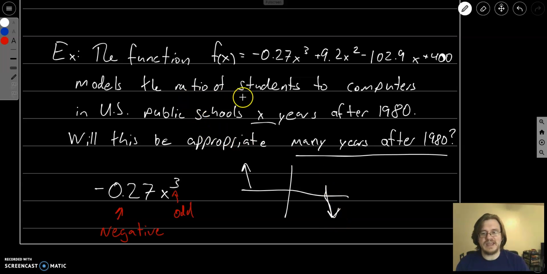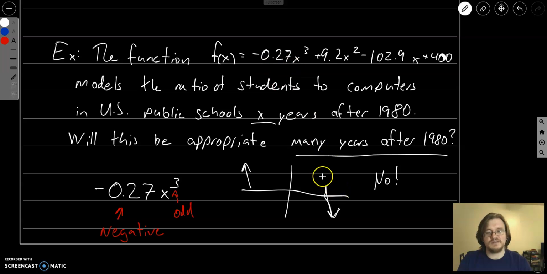So can you have a negative ratio of students to computers? That doesn't make any sense. Negative ratios don't make sense, because we'll have a positive number of students and a positive number of computers. So there shouldn't be a negative ratio. A ratio of positive numbers is positive. So no, this won't make sense many years after 1980.